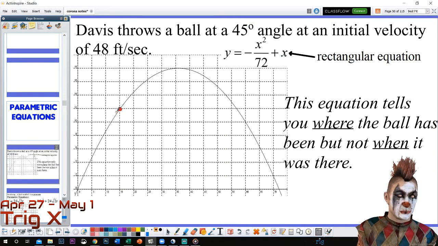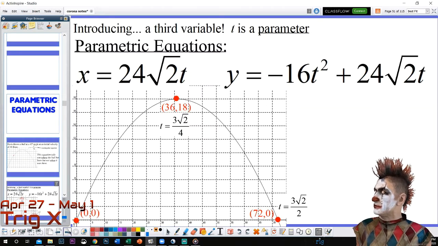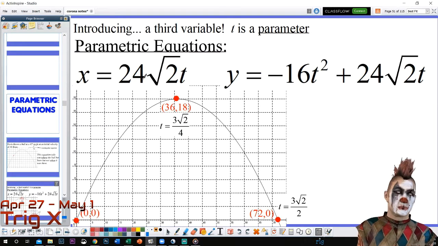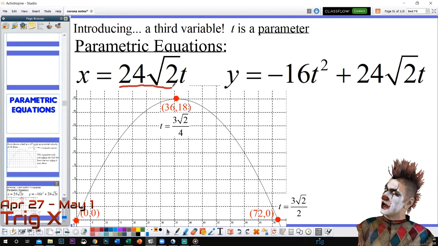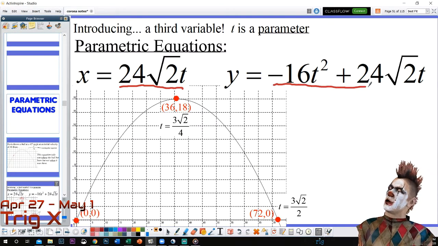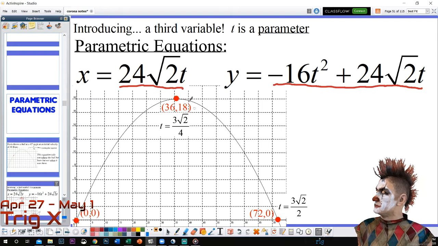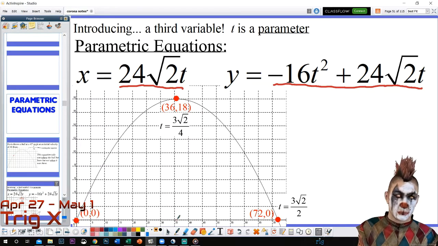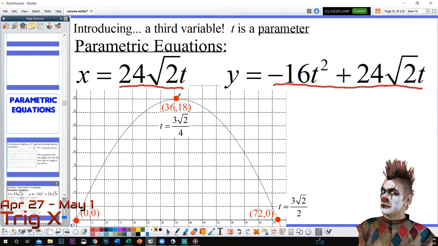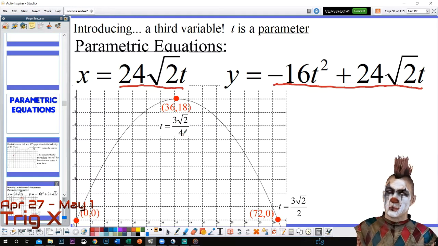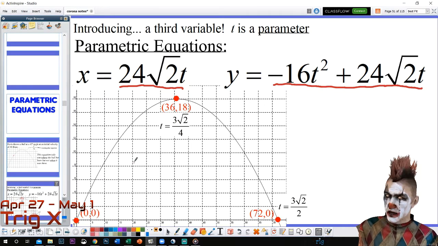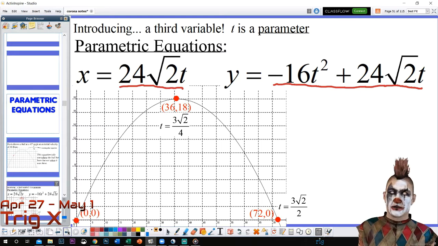Well, with parametric equations, we are going to introduce a third variable of time. Now notice with parametric equations, you're going to have an x equation and a y equation, and then another variable which is going to be t. T is going to stand for time. So for example, right here, when the ball makes it 36 feet across horizontally, it's 18 feet in the air, and it occurs at the time 3 square root of 2 over 4, whatever that is in decimal form. Alright, so that's an example of parametric equations.